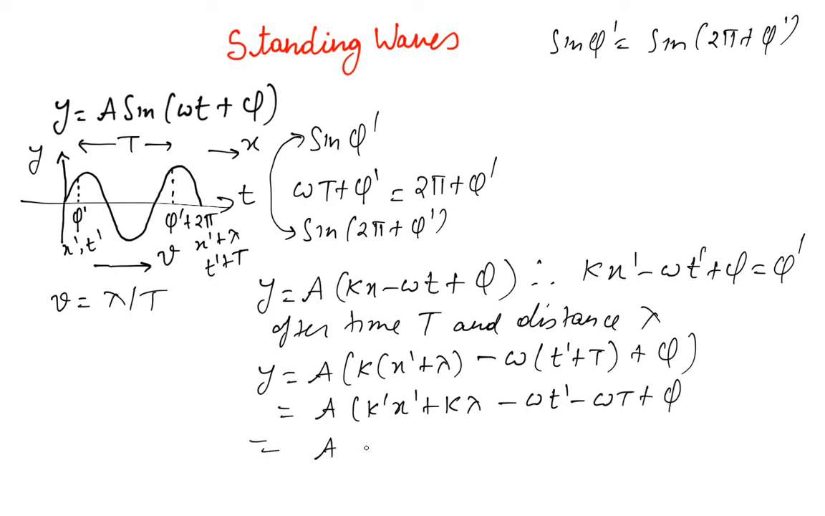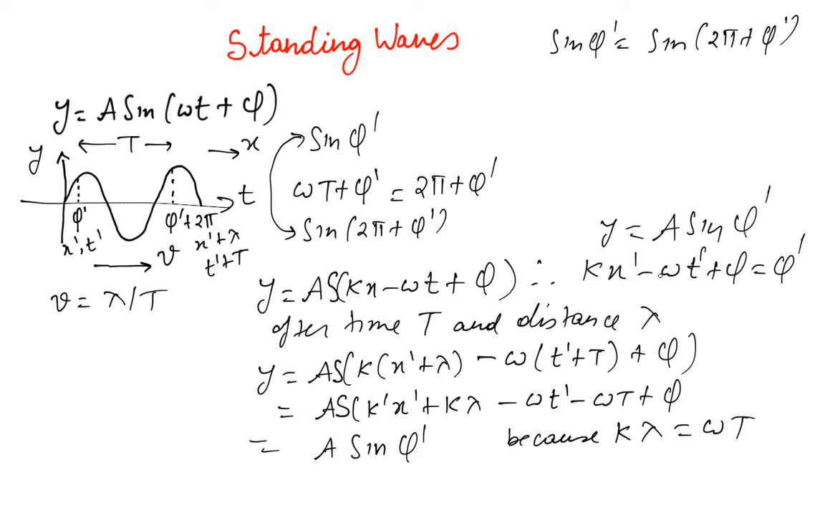And this is nothing but a sine phi prime, I forgot a sine here, because k lambda equals omega T, so they cancel each other, and we are left with just this thing. So we started with a sine phi prime, and we ended with a sine phi prime, when the two are separated by a lambda and separated by a time period.